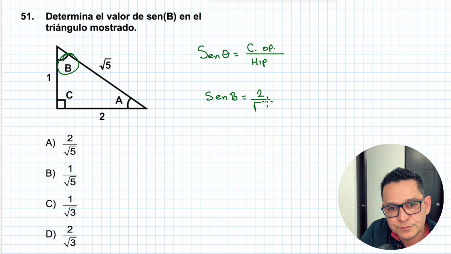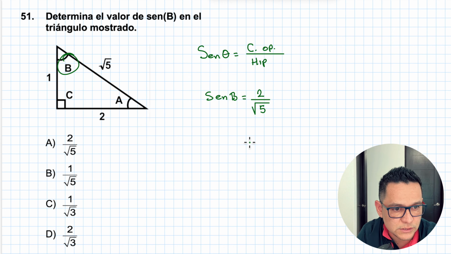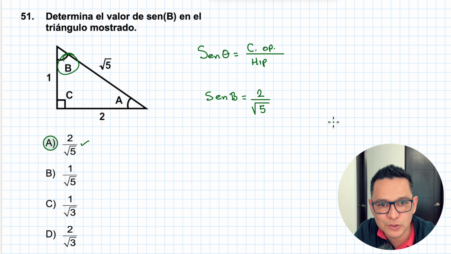And that's all we have to do. So let's leave it like that. That's it. What would the solution be? 2 over the square root of 5. Where is that here, right? Part A, done. That's it. That's all. Let's write it down.